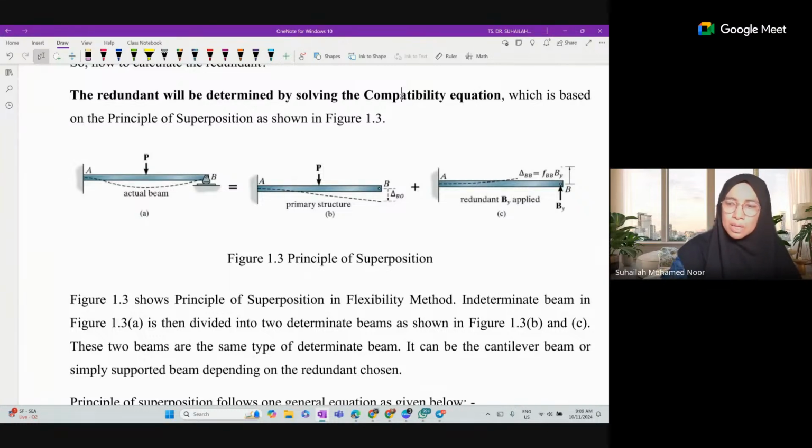I want you to read module chapter 1 about the definition of redundant, the principle of superposition, and the procedure. Normally in class I will talk and talk, so please read before and after for more understanding. This is the idea, the concept. I believe you have understood from what I explained previously.